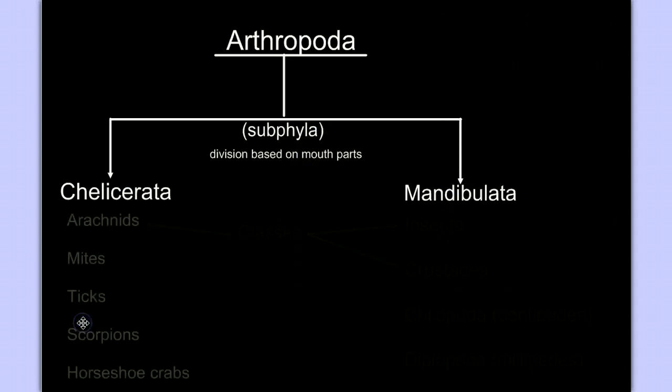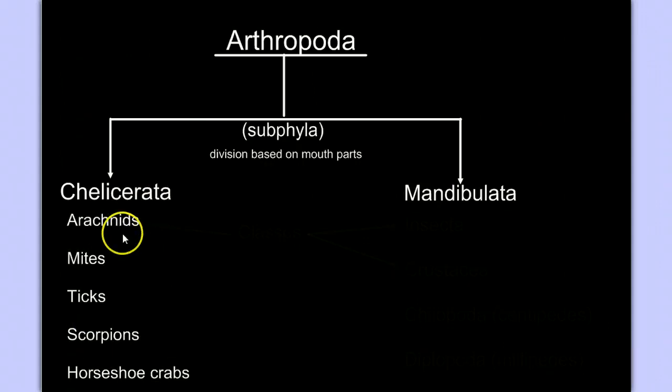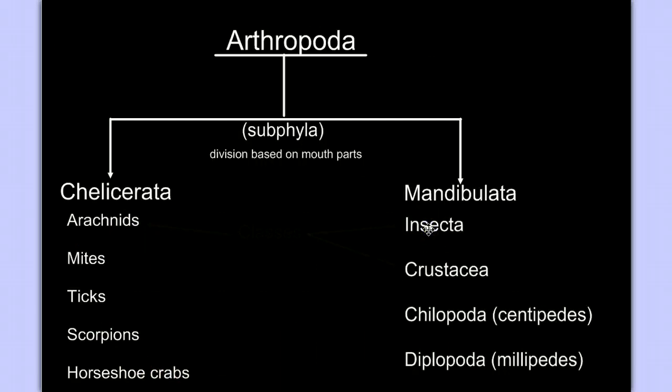The Chelicerata include all the spiders, the arachnids, but also mites, ticks, scorpions, and horseshoe crabs. And be careful of horseshoe crabs because they're not crabs, because crabs belong over here under the mandibulates that include insects, crustacea, the centipedes, the chilopoda, and the millipedes, the diplopoda. So of these different groups, the three classes that we're going to focus in on are the arachnids. We're going to let the arachnids kind of represent all chelicerates in terms of what we study, and then we'll focus on insects and crustacea under the Mandibulata.